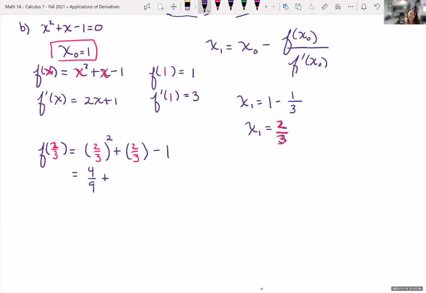Plus, I notice I'm going to need a common denominator here. Let's just do that now. So let's multiply that 2/3 by 3/3. So that is 6/9, minus 1, which could be rewritten as 9/9. So we got 4 plus 6 is 10, 10 minus 9 is 1. So this would equal 1/9.